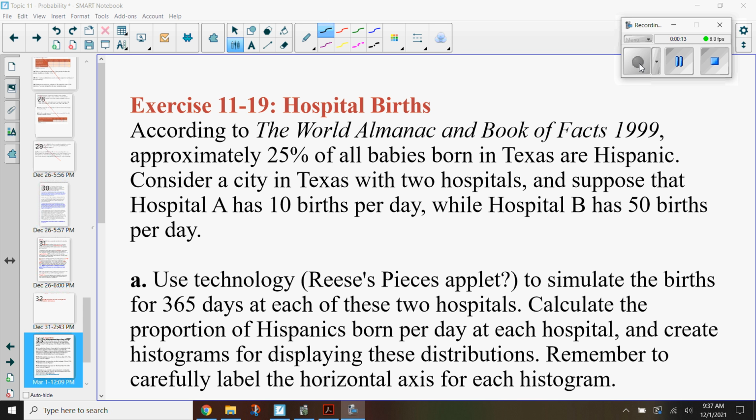According to the World Almanac, approximately 25% of all babies born in Texas are Hispanic. So we're going to consider a city in Texas with 2 hospitals. Suppose that hospital A has 10 births per day and hospital B has 50 births per day.